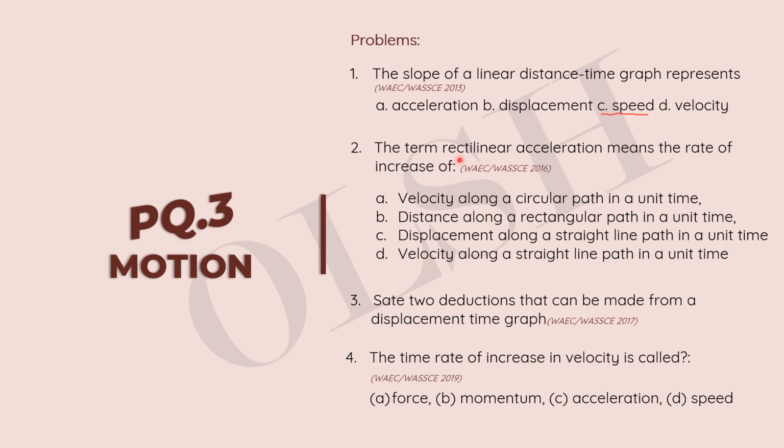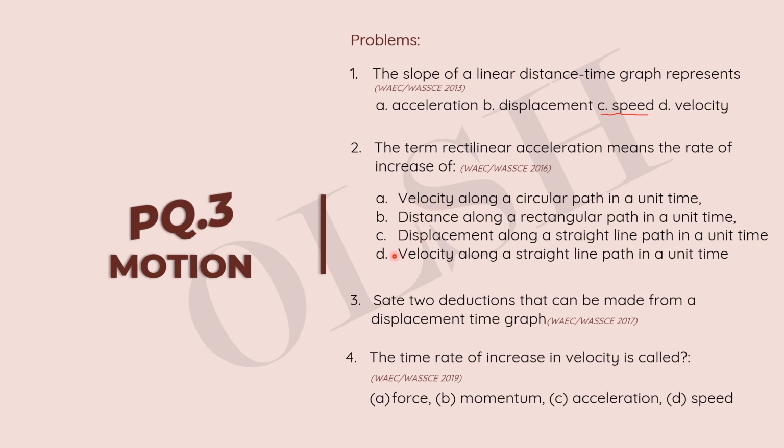Of course, we know rectilinear motion is a one-dimensional motion in a straight line. And then we know that acceleration is change in velocity with respect to time. So we have the rate of increase of, okay, the rate has to do with time. So the rate of increase of velocity along a straight line path in a unit time. First of all, when we see acceleration being defined as the rate of increase of, of course, we know it can't be distance, it can't be displacement. It has to be velocity.